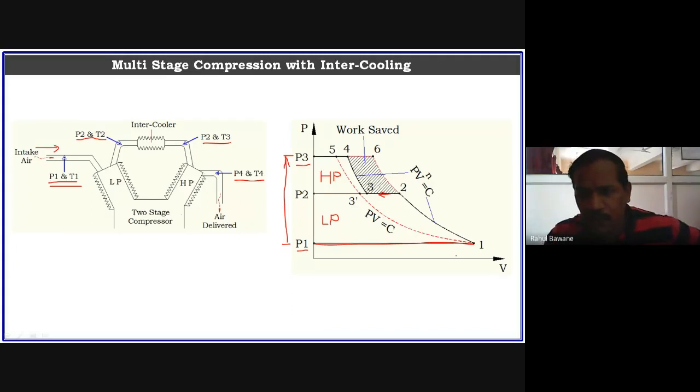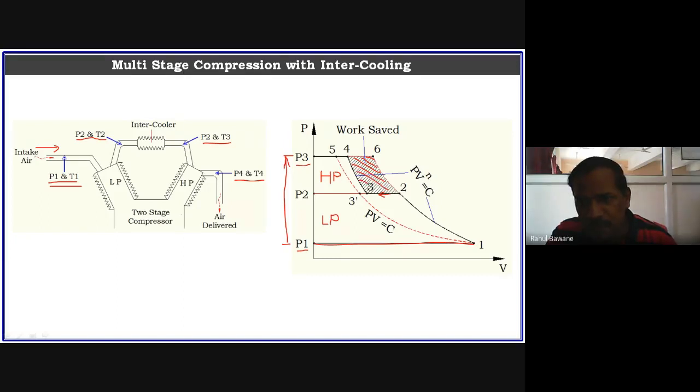If I compress in a single stage, the compression process will be 1 to 6. If I go with two stages, the compression process will be 1 to 2, 2 to 3 is intercooling, and then 3 to 4 is the second stage compression. That means this shaded area does not play any role if I am going for multi-staging. That means this much work is reduced.